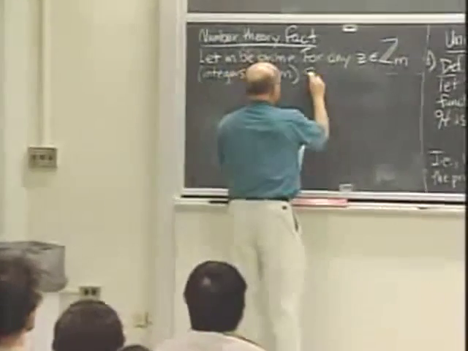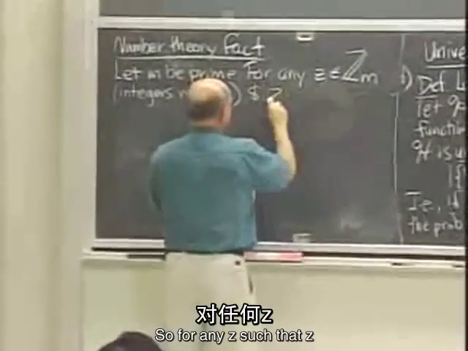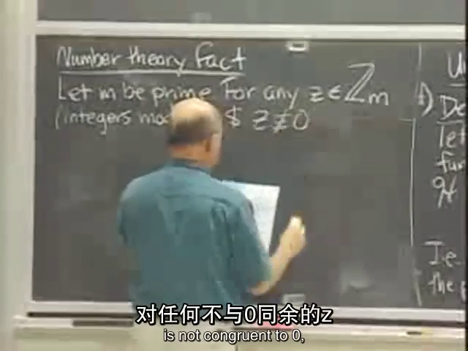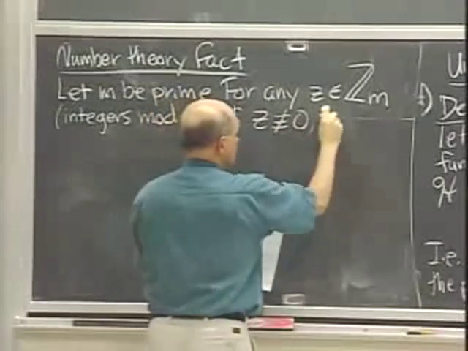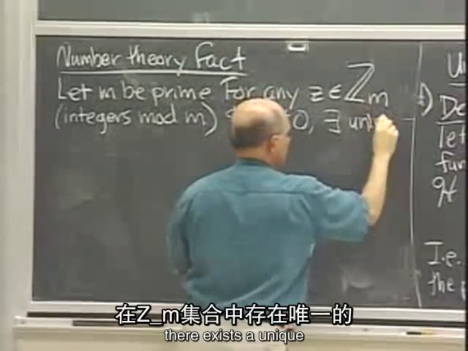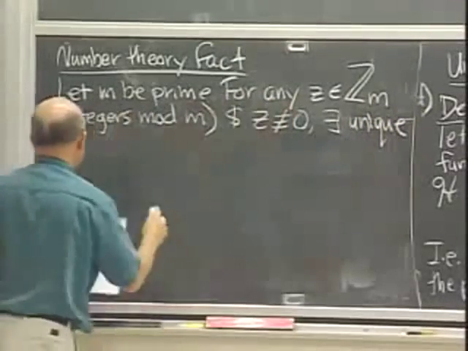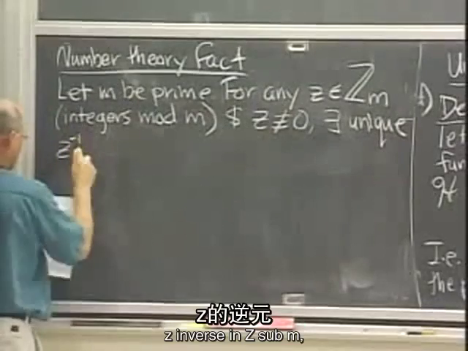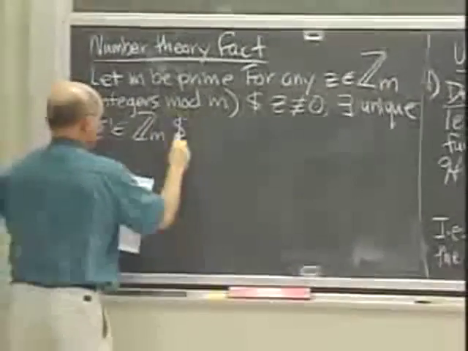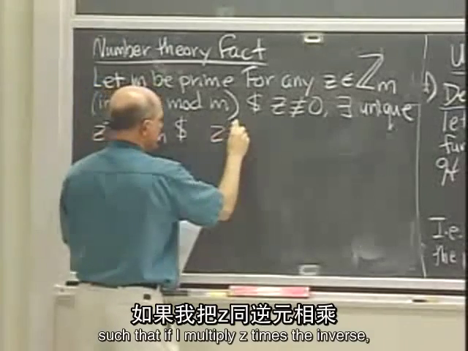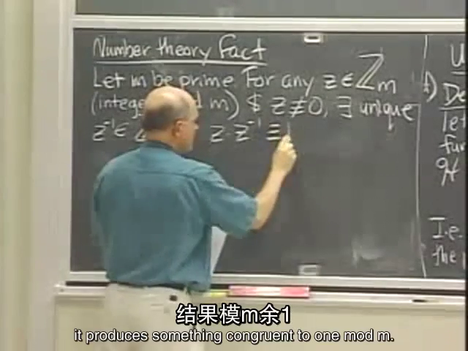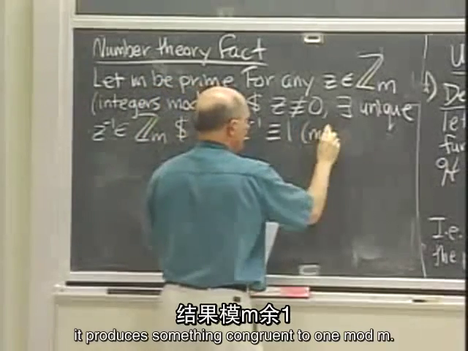Okay, so for any z such that z is not congruent to 0, there exists a unique z inverse in Z sub m, such that if I multiply z times the inverse, it produces something congruent to 1 mod m.